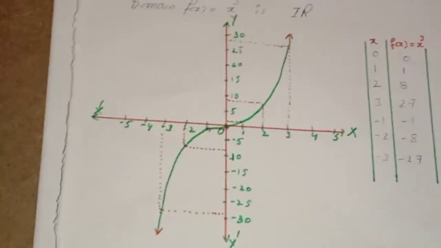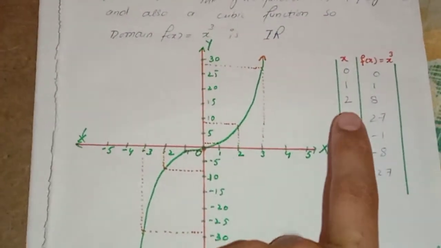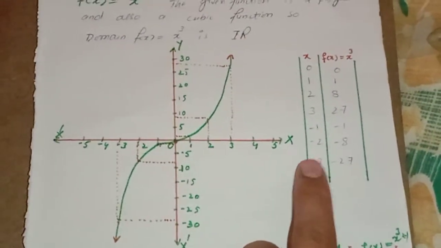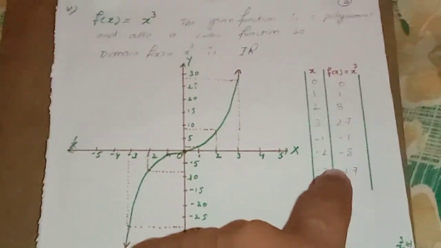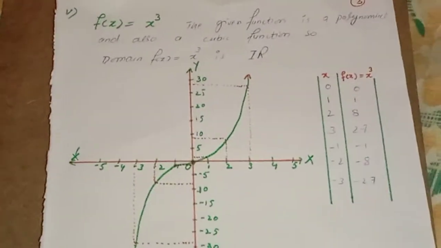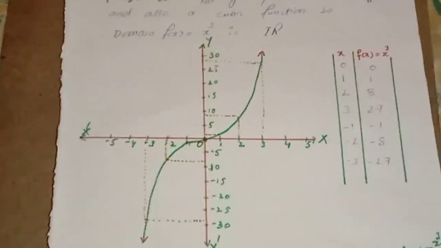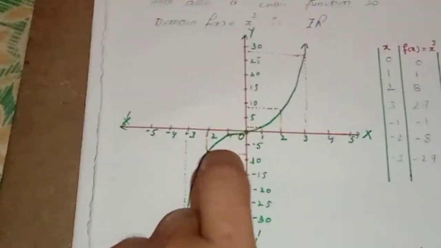So when we put 0, it gives 0. When we put 1, it gives 1. Put 2, it gives 8. Put 3, it gives 27. When we put -1, it gives -1. When we put -2, it gives -8. When we put -3, it will give -27, because the power is an odd number, so putting negative numbers gives us negative results.